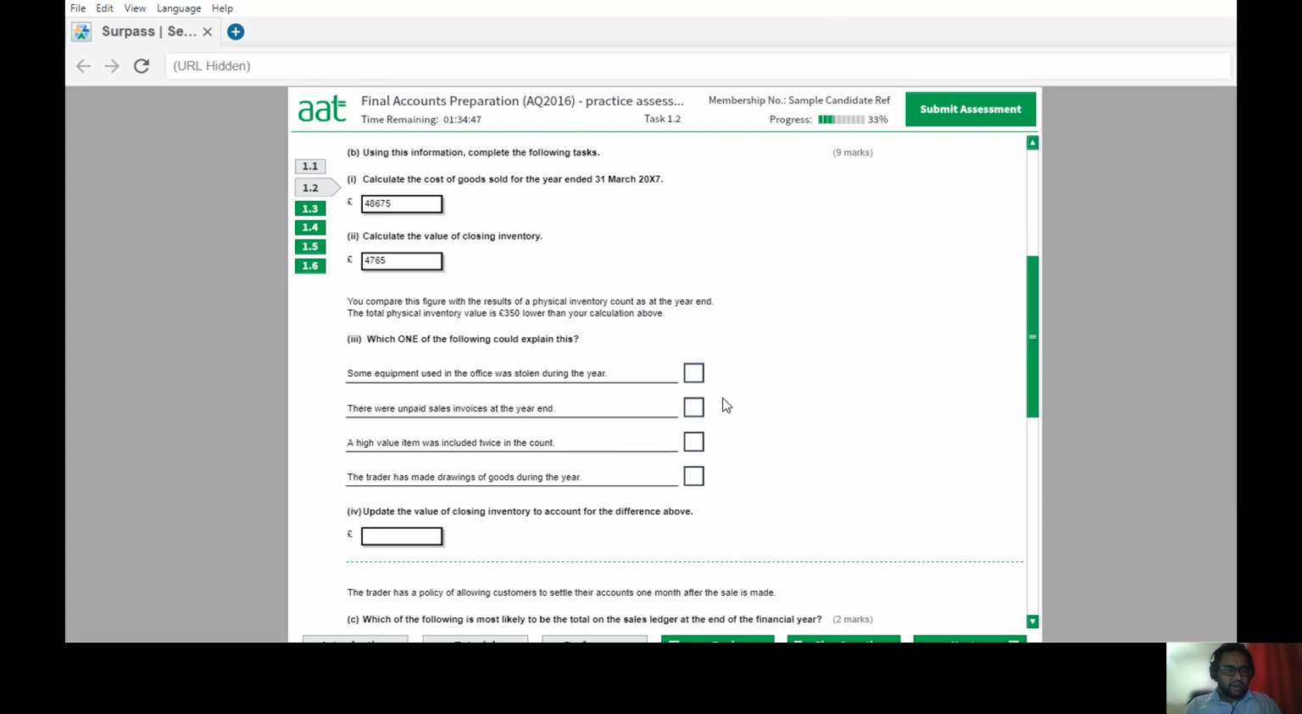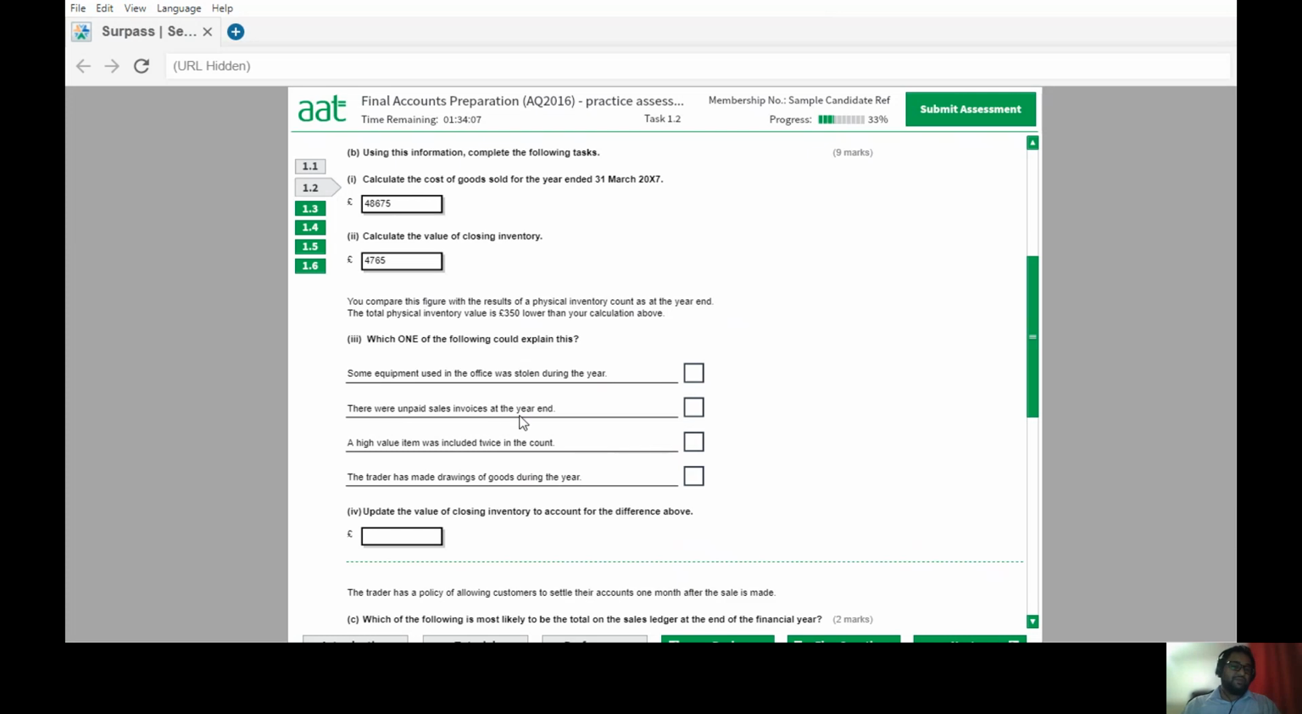You compare this figure with the results of the physical inventory count as of the year end. The total physical inventory value is 350 pounds lower than your calculation above. So you already have this amount here, 4,765. But when we did the physical count, we found our inventory value is 350 pounds lower. What could be the reason for that? Some equipment used in the office was stolen during the year. Do you think the equipment is part of your closing inventory? No, it is something of an asset. It's nothing to do with your day-to-day sales or purchases. So therefore, this is not affecting your closing inventory value.